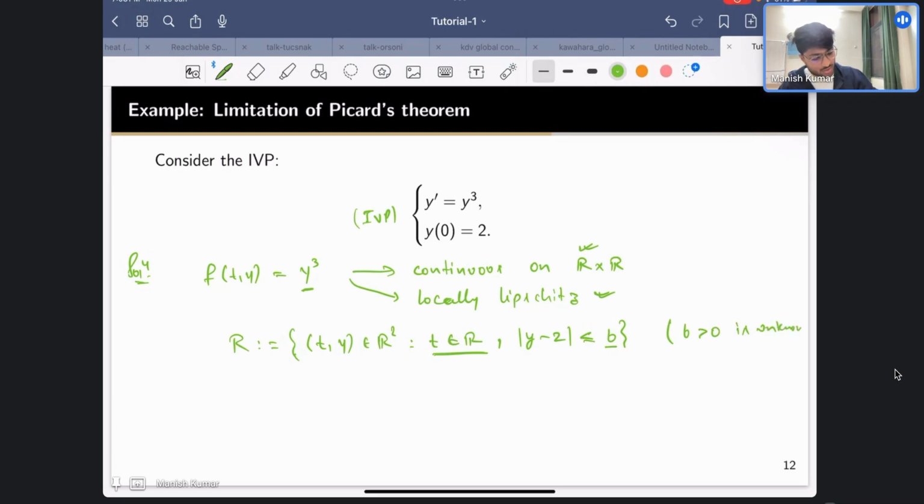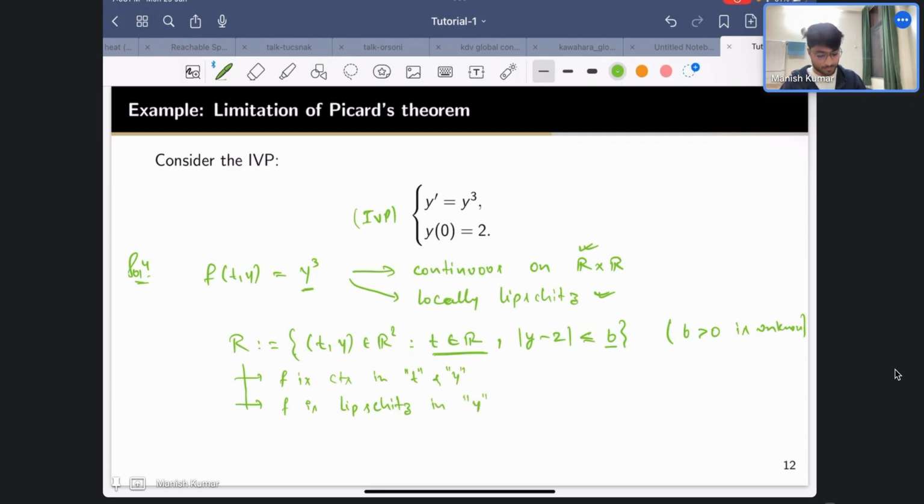So any compact domain we can work it out. So now in this domain R, f is continuous in both the variables t and y, and it is Lipschitz in y. Okay, so we have these two properties here.